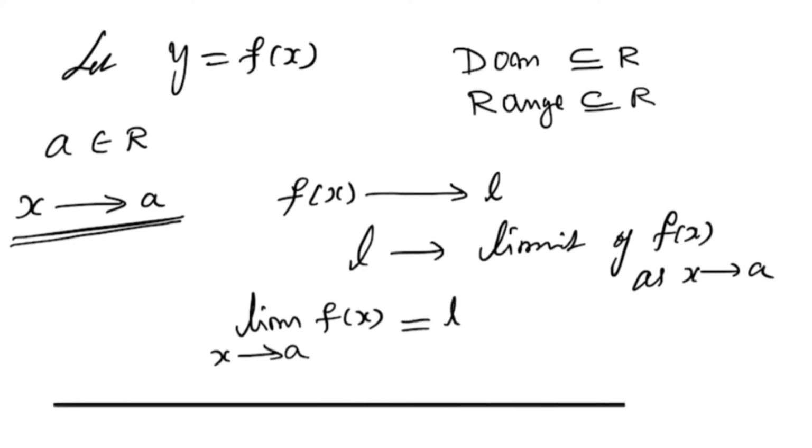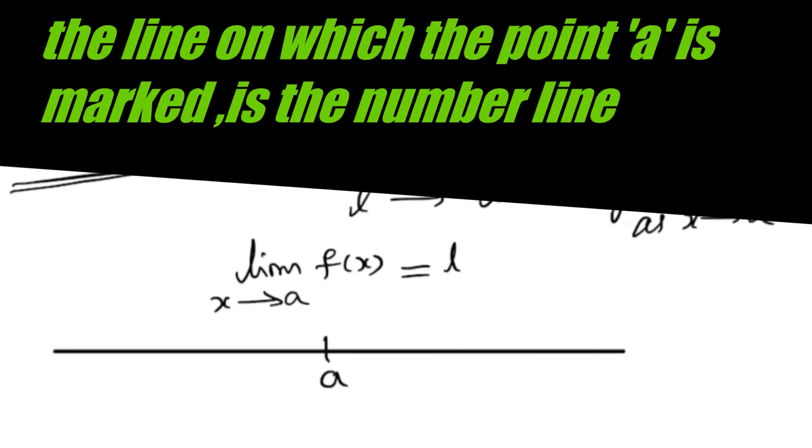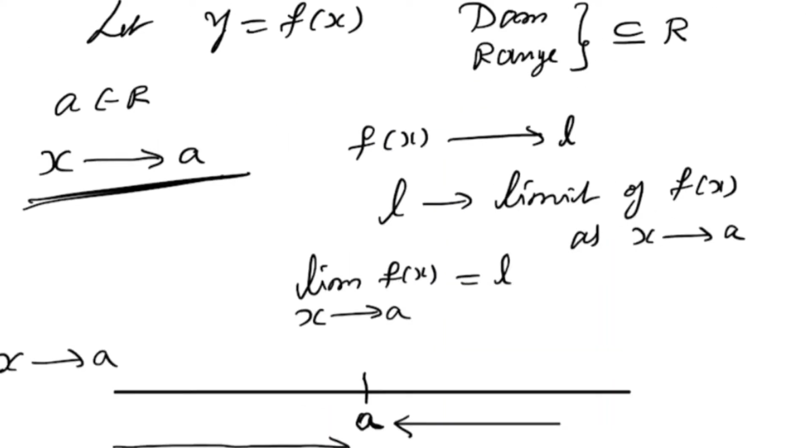When we say x tends to a, we can approach the value a through values which are lesser than a, that is approaching the value a from the left, or we can approach the value a through values which are greater than a, meaning approaching the value a from the right. In order to make this concept clear, we shall consider an example.